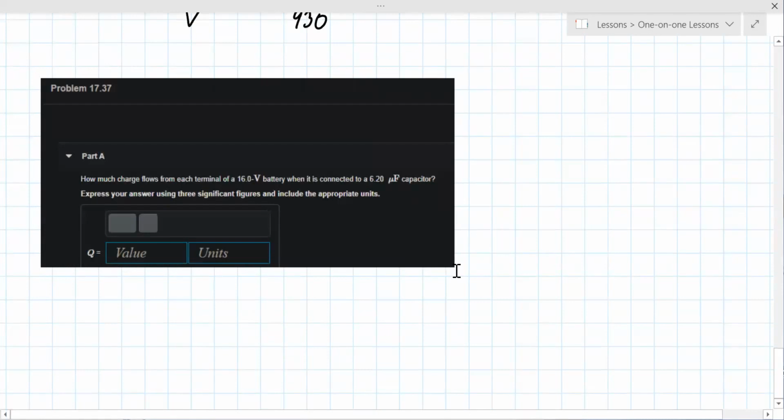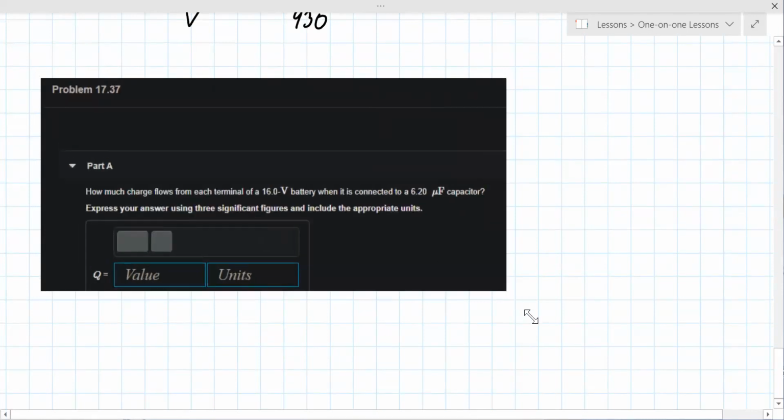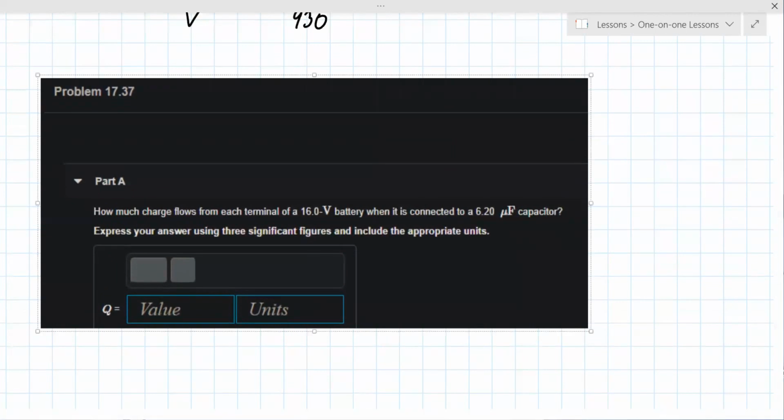How much charge flows from each terminal? So we're probably trying to find Q. We're given V and C. So we'll probably use that same formula that we just reasoned, but solving for a different variable. But of course, I'm going to just check to make sure I give you the right information.